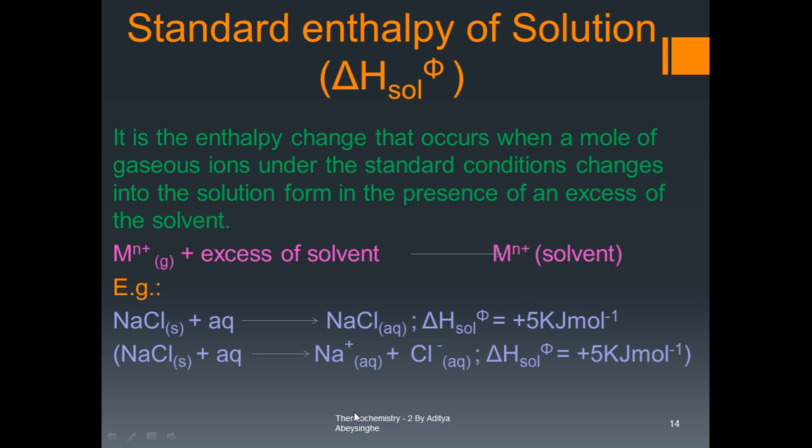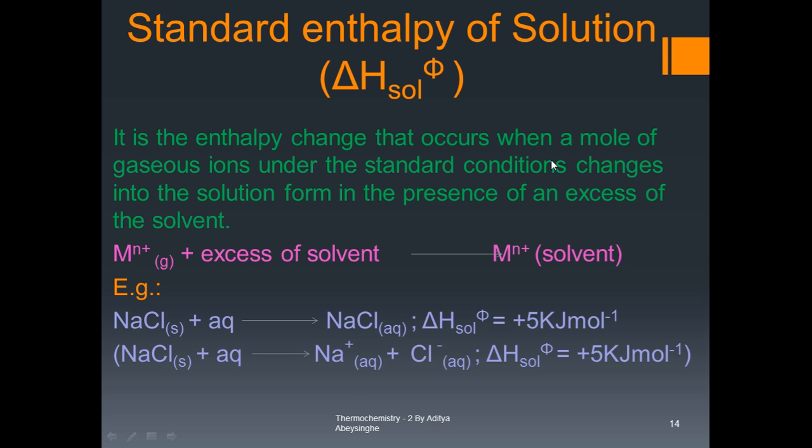So the next thing that I'll be discussing here is the standard enthalpy of solution. So standard enthalpy of solution, as I have been discussing all these standard enthalpies, is denoted by a special symbol which involves the SOL symbol. So delta H SOL phi or delta H SOL naught denotes the standard enthalpy of solution for a particular chemical reaction. So standard enthalpy of solution involves dissolving, right? Dissolving actually the gaseous ions. When a mole of gaseous ions in the standard conditions changes into the solution form in the presence of an excess solvent.